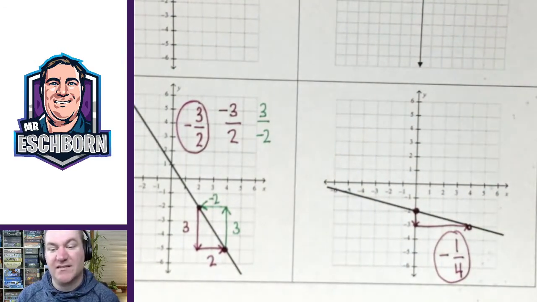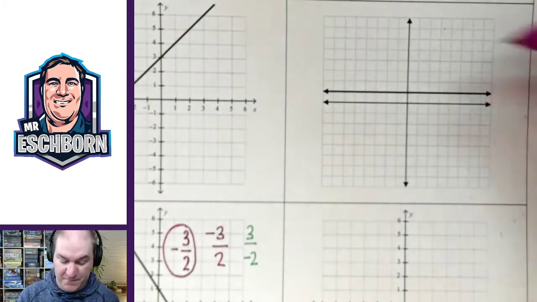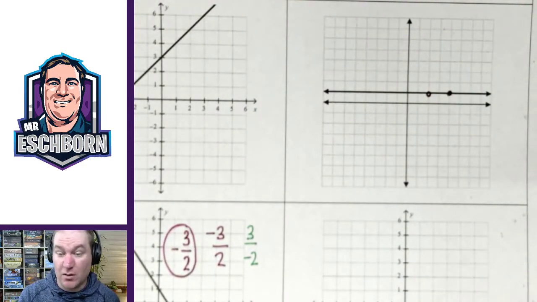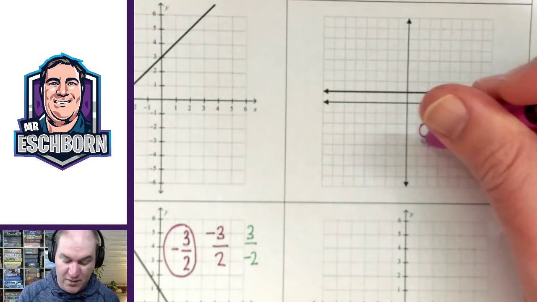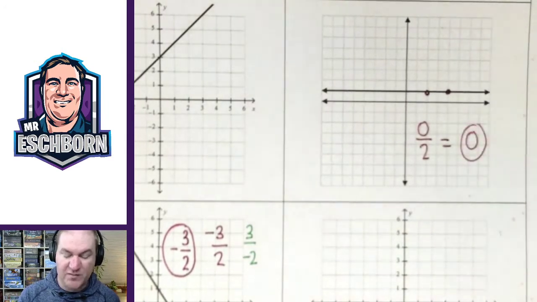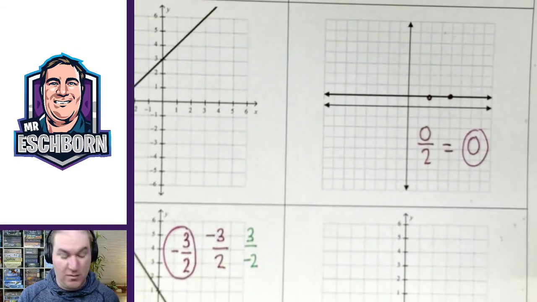All right, and the last example is this one here. It's a horizontal line. I can pick 2 points anywhere, right? My rise is going to be 0, right? I'm never going to go up or down. I'm only going to go left or right. So my rise is 0, my run is 2, my slope of this one is 0. A horizontal line always has a slope of 0.